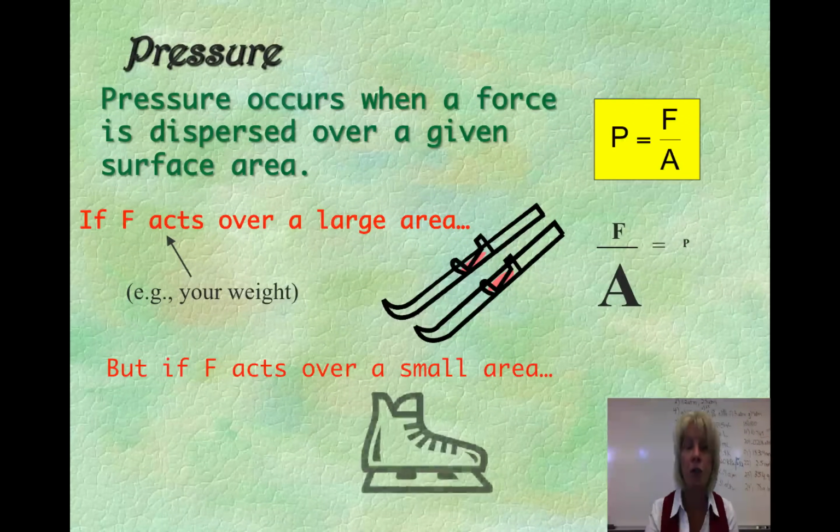Now, if the force is acting over a small area, such as me standing on some ice skates, all of my weight is being distributed to that thin blade on my skates. That's going to give me the same amount of force, but the area is going to be tiny. The denominator is going to be tiny, which means we have a lot of pressure. In fact, that's what ice skating is. You're causing so much pressure by that blade on the ice that the ice begins to melt, and that's why you're able to ice skate.